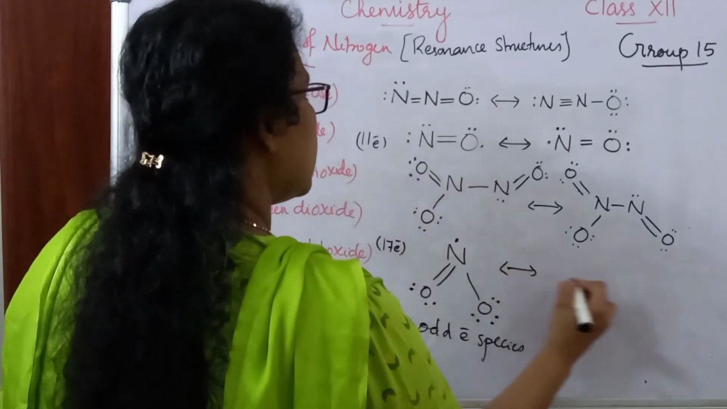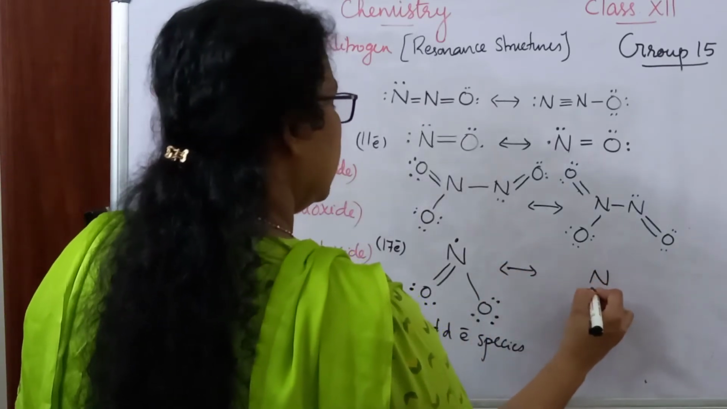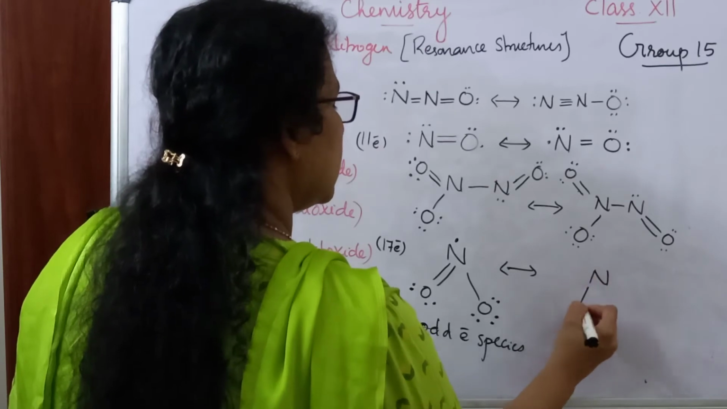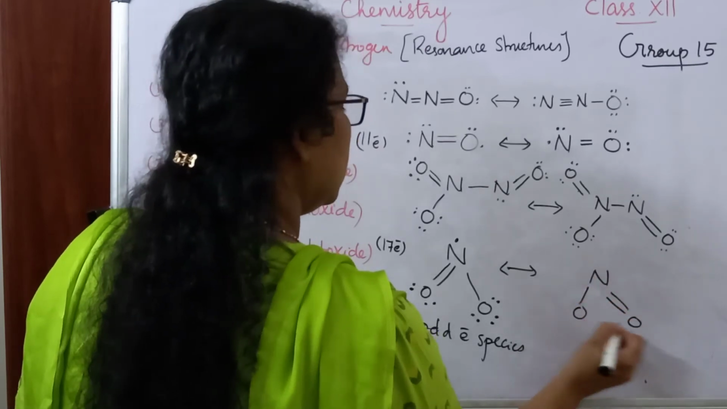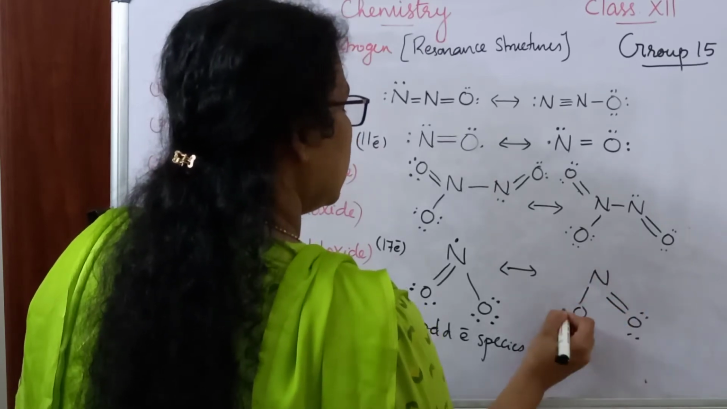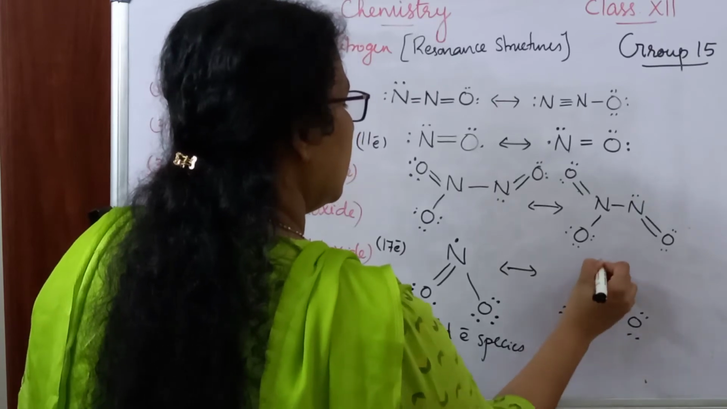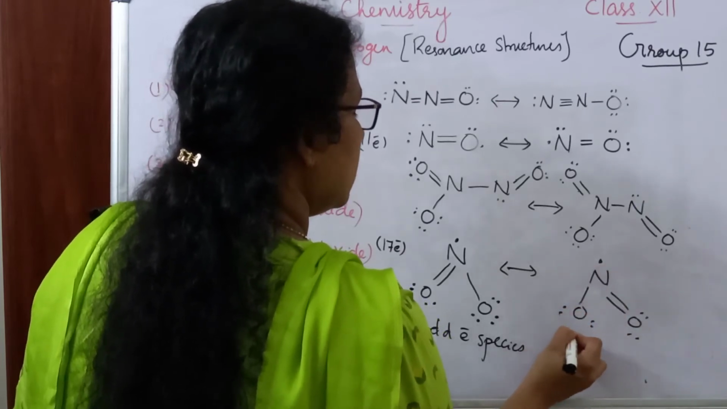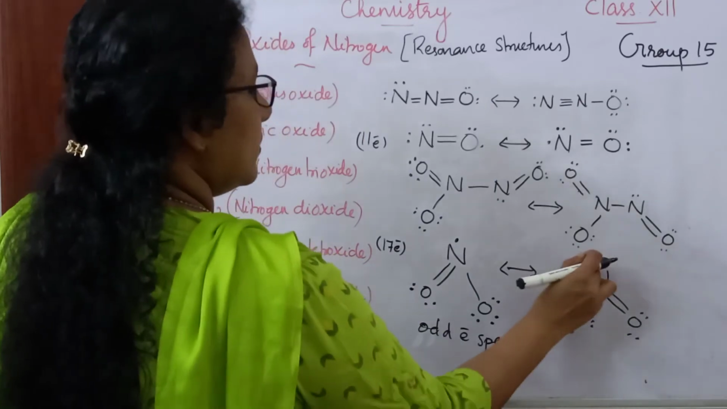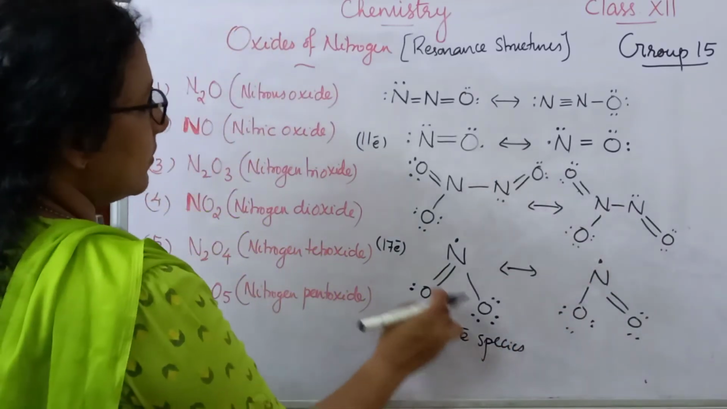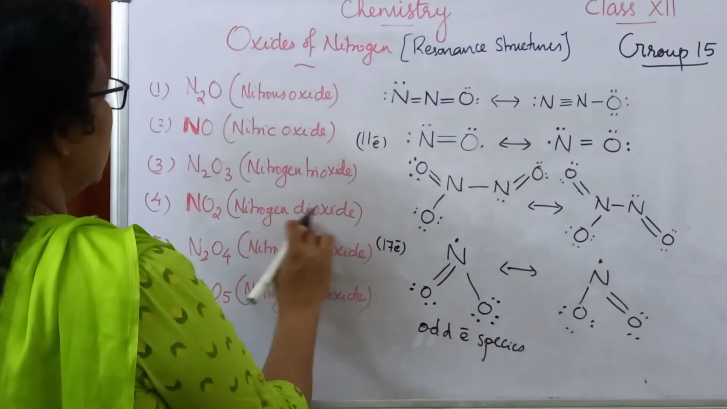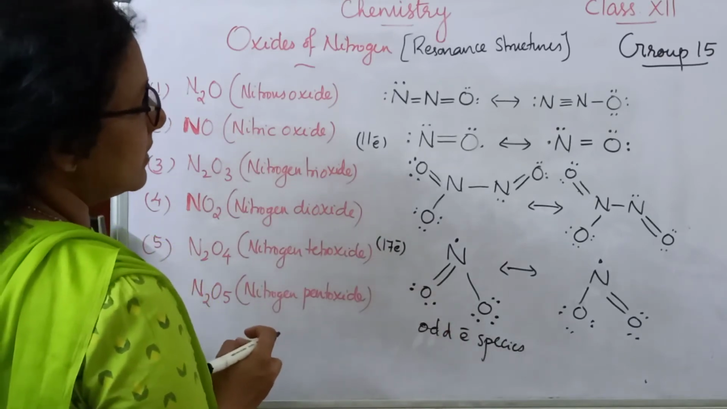So the resonating structure will be, another structure is, here there is a single bond, here there is a double bond. Here 4 electrons. So here also we can see an odd electron. So NO2, nitrogen dioxide, is an odd electron species.